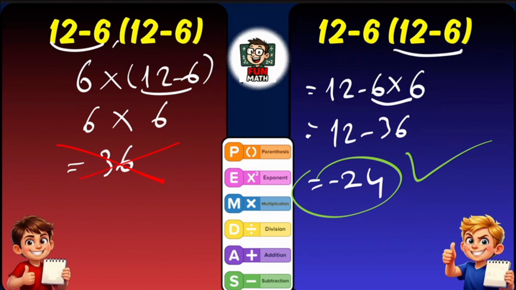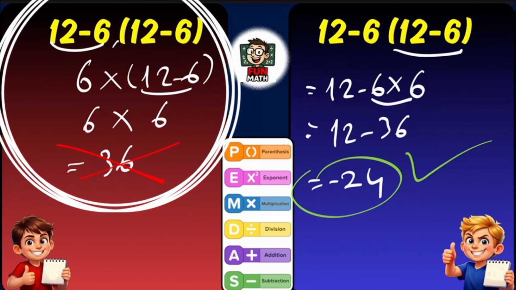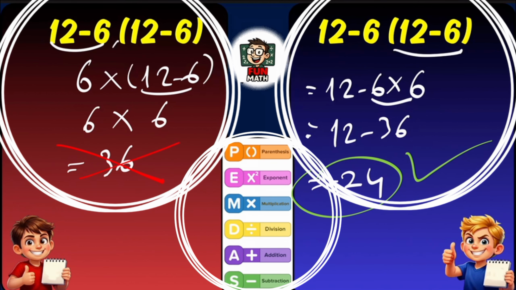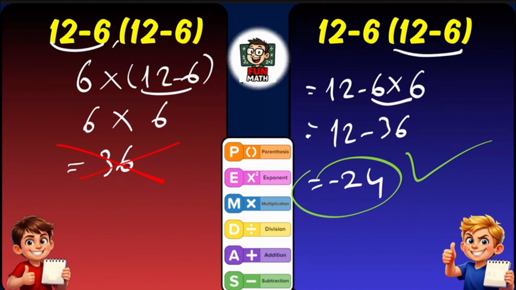Great job! Today we're learning the wrong answer and the correct answer and the rule behind it. I hope it makes sense now.